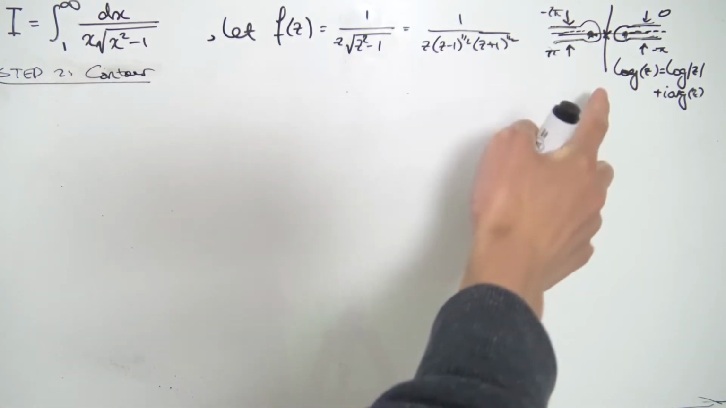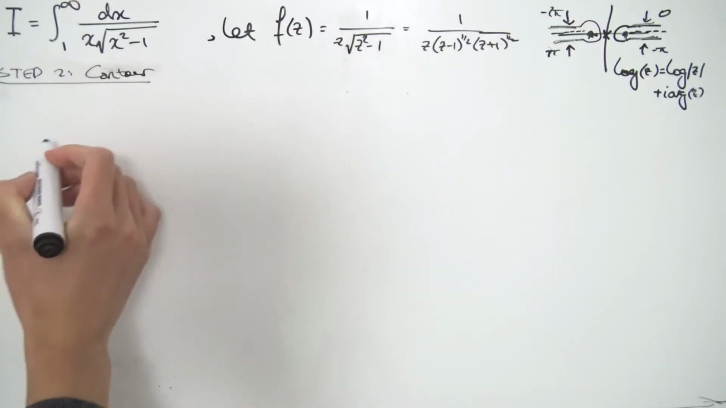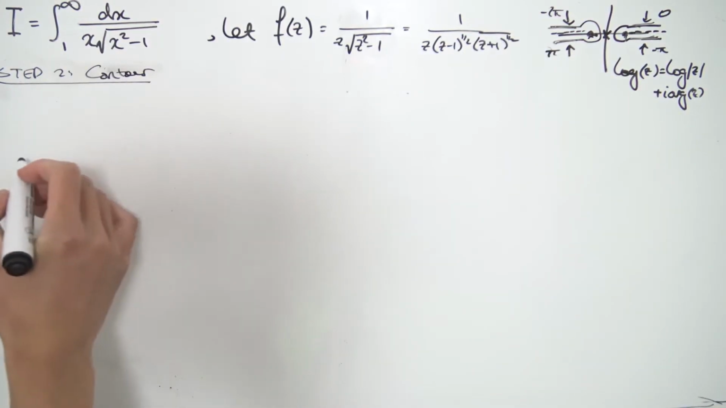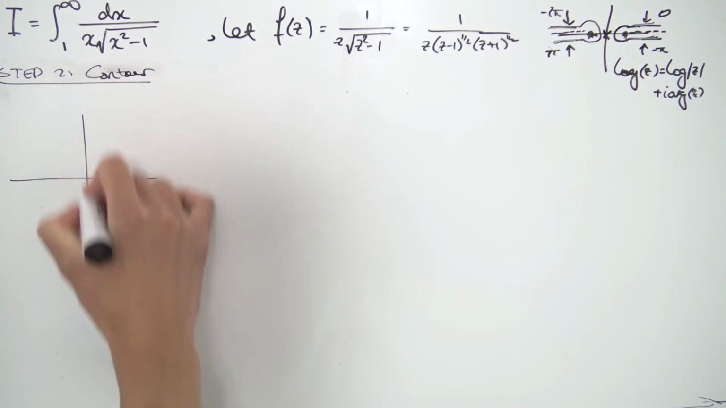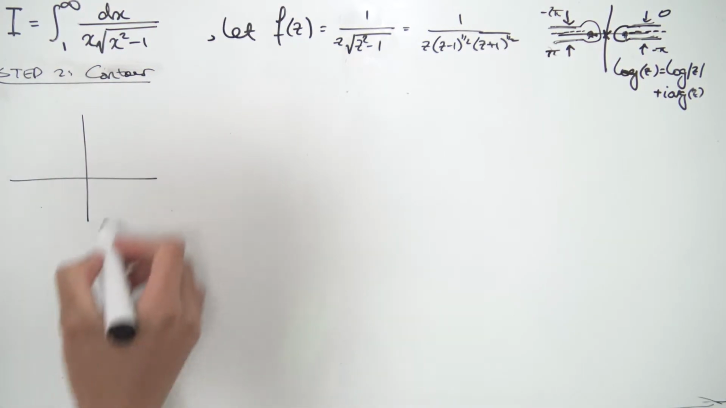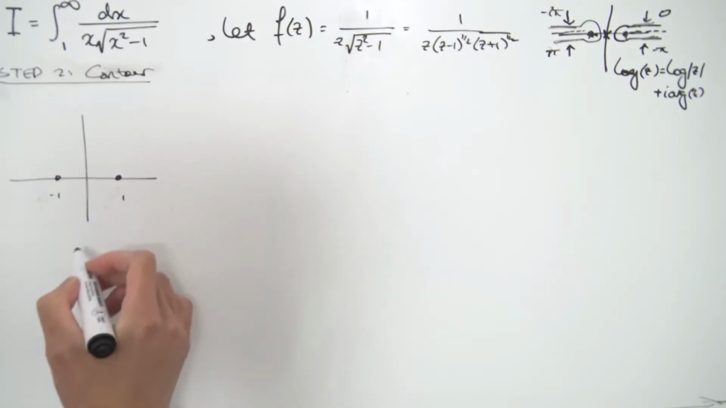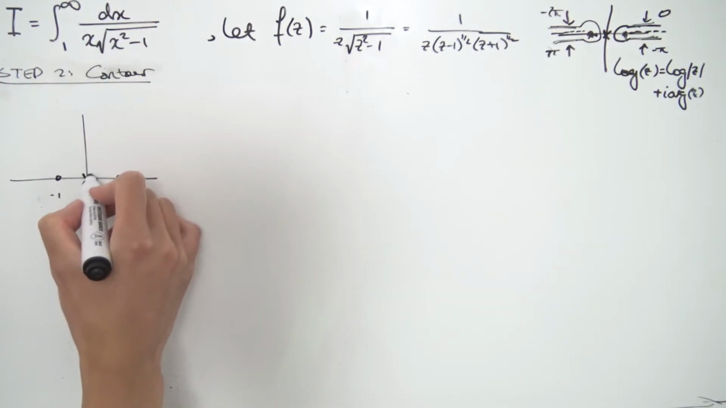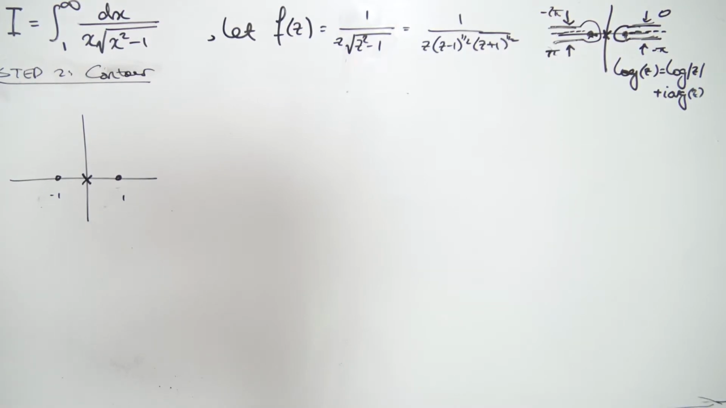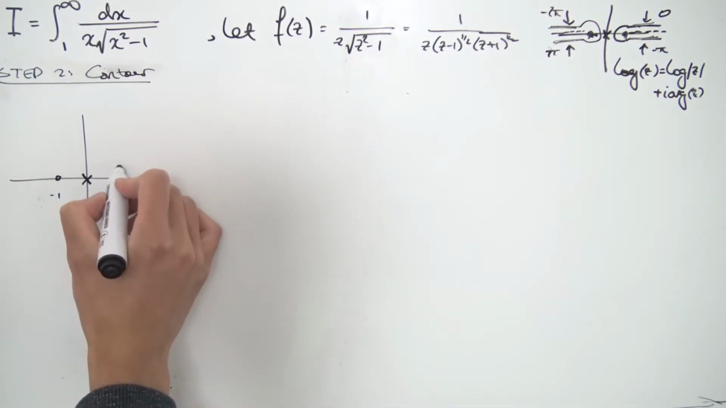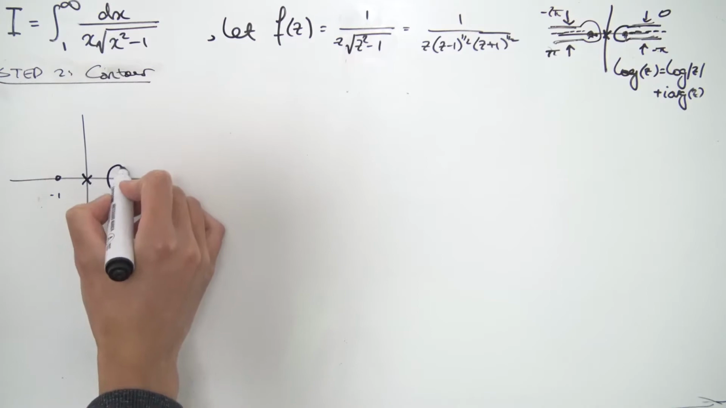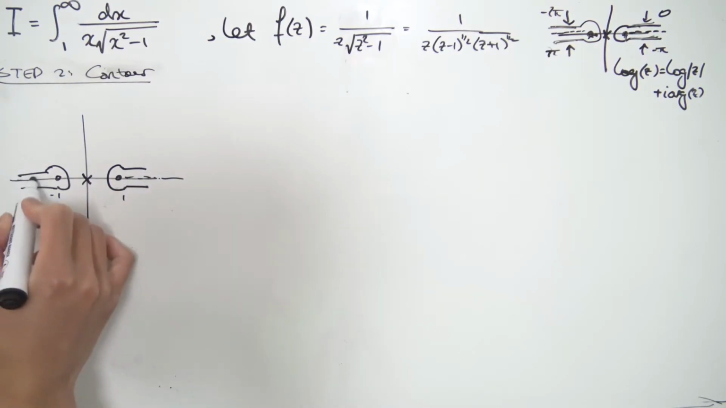Now, as I said before, we're going to be using a contour like this. So let me just draw it out again. So we have this kind of picture. So we have branch points at -1 and 1. And we have a pole at 0, a simple pole, and we want our contour to look something like that. So I'll try to draw it out again. So we have our branch cuts over here.